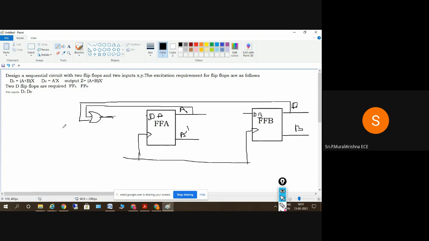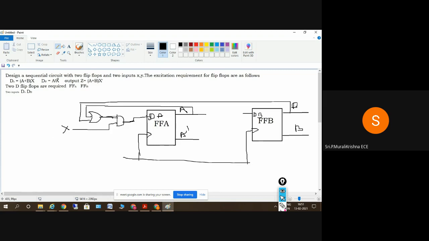So we'll be having A plus B into X bar, right? So we'll be having the X input here. This X input is given to an AND gate here, and this AND gate will carry this value and A plus B into X bar here. Clear? So this is the value of DA. Yes, sir. And next, what is the value we have?